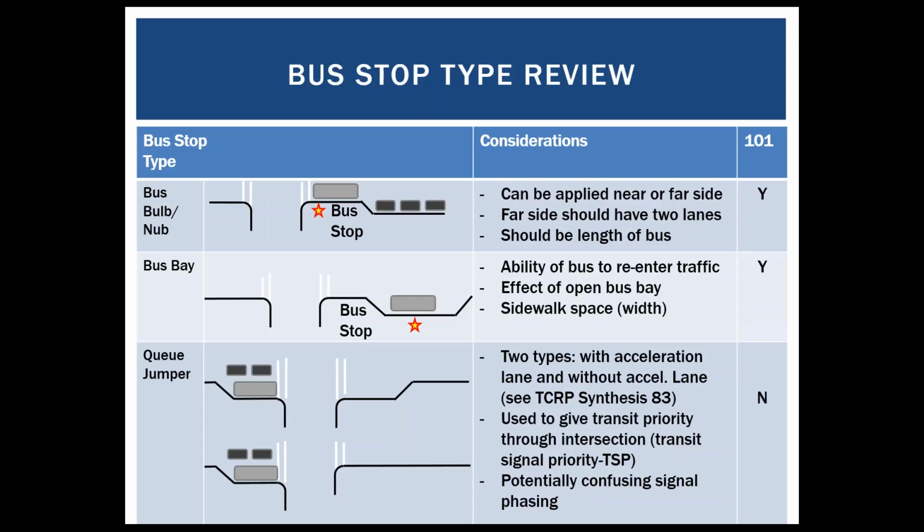The thing I'll point out is that there are three particular types of bus stops. You have the bus bulb and nub, which is a bus stop in conjunction with a bulb out. You have a bus bay, where the bus is in its own bay, and there are obviously considerations with each of those that are listed there. And the queue jumper, which we didn't talk about a lot in the previous course, combines with the transit signal priority that I briefly mentioned, and is a way to enable the bus to bypass queuing traffic in an intersection and provide prioritized bus service.